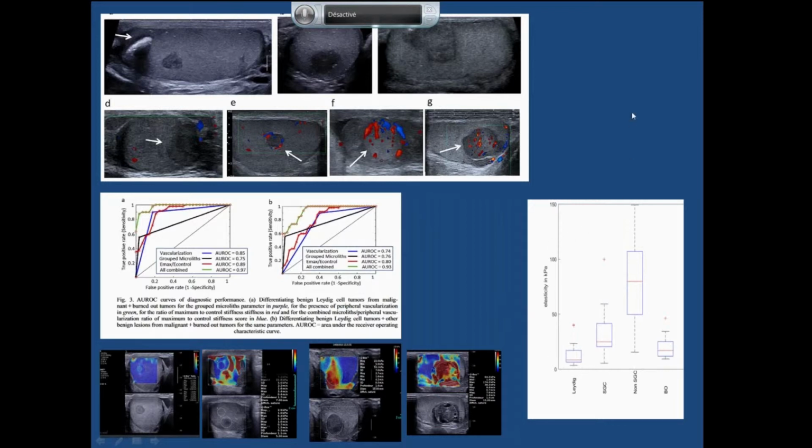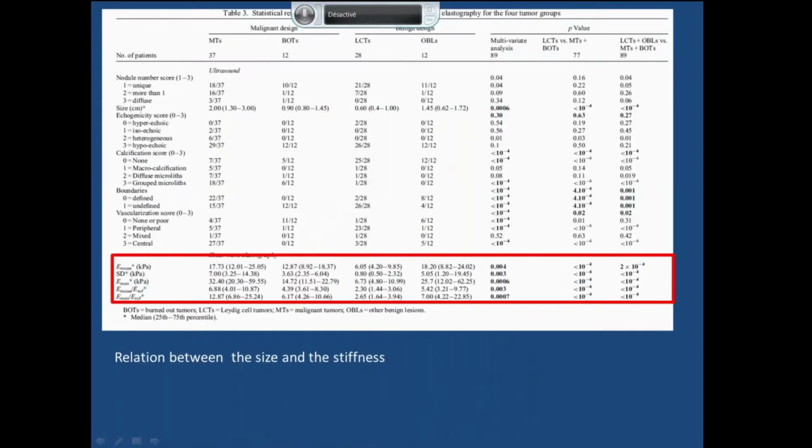We can see this on this box plot figure, and this is the table summarizing our results. You can see that malignant tumors are really stiffer compared to benign lesions, but some benign lesions may be stiffer, and we will see some examples. We also had some burnt-out tumors, which are a rare diagnosis, and I will talk about that later. There was also a correlation between the size and the stiffness.